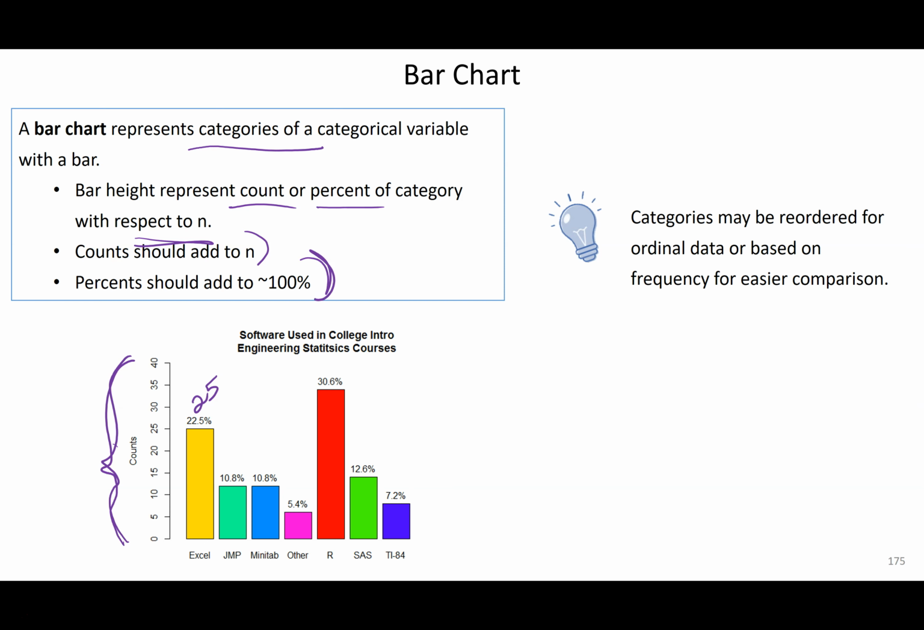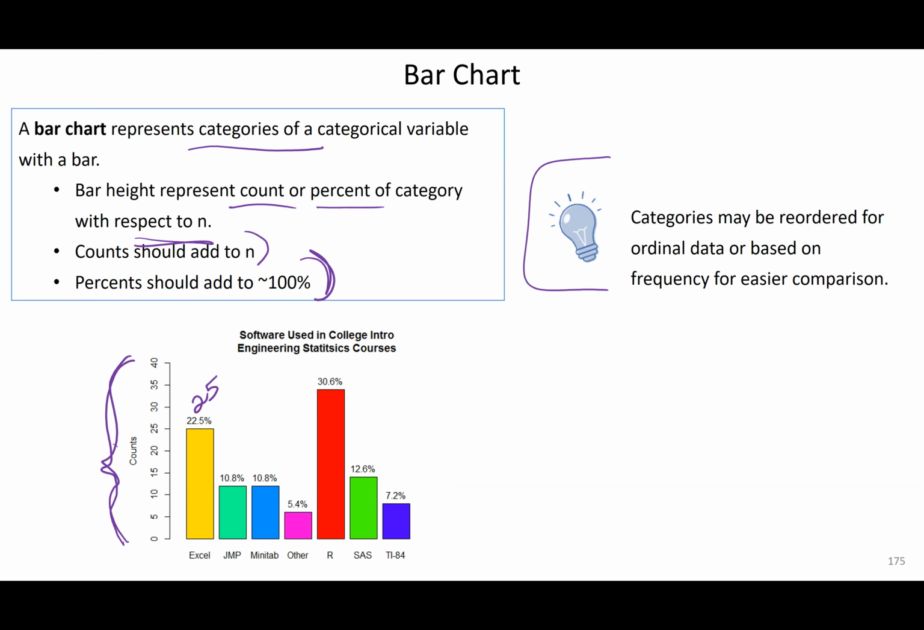Percents should add to roughly 100%. Same comment I said about the frequency table. Depending on how many digits past the decimal you rounded to, it might be slightly off. But if you didn't have any rounding at all, it should be exactly correct. It should be exactly 100%.